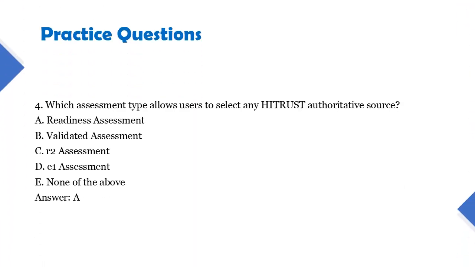4. Which assessment type allows users to select any HITRUST authoritative source? A. Readiness assessment. B. Validated assessment. C. R2 assessment. D. E1 assessment. E. None of the above. Answer: A.